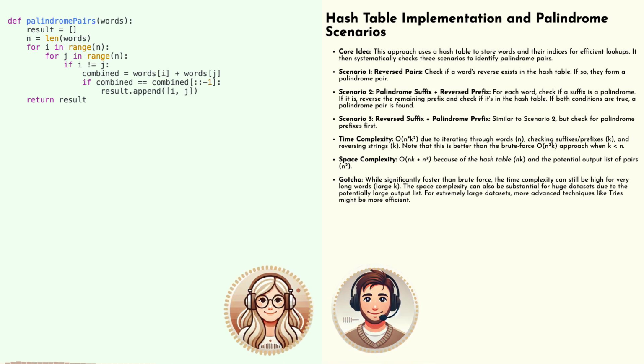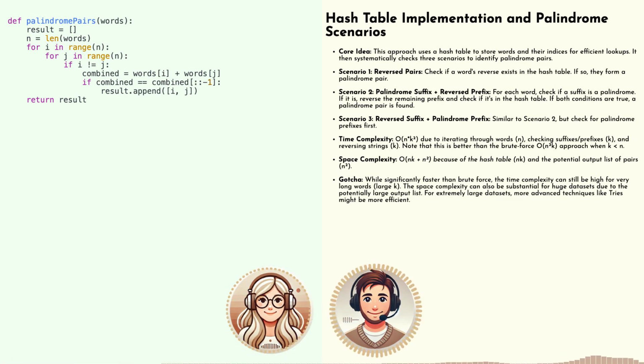Okay. So, for example, ban and anana. Anana is a palindrome on its own, and ban is the reverse of the remaining letters, nab. Exactly. So in this case, we need to check each suffix of a word to see if it's a palindrome. If it is, we reverse the remaining prefix and see if that exists in our hash table. So we're breaking down the word strategically and using the hash table to quickly rule out possibilities.